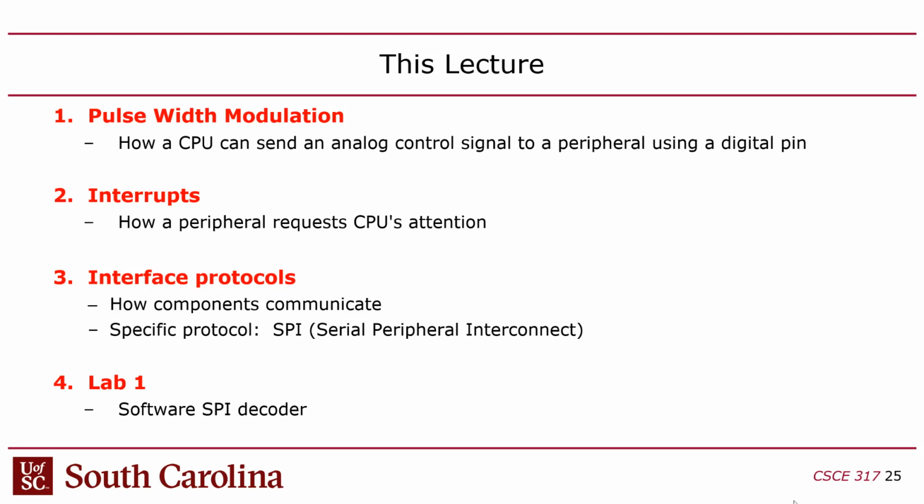Today we're going to talk about 4 topics. Pulse width modulation, which is a way that you can create an analog signal with a digital pin. It's very common in cyber-physical systems. Interrupts is a feedback signal. It's a way for the hardware to get the attention of the software, basically. An interrupt is a wire that allows a hardware device to say, hey, I need service.